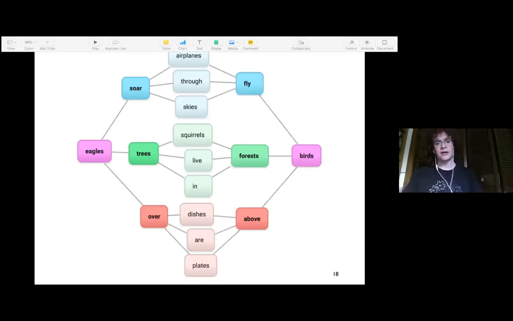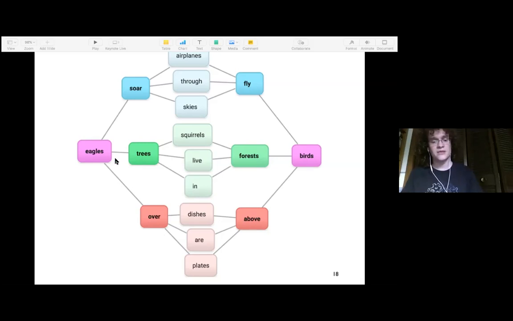So what you can see here is that because of the sentence, airplanes fly through skies, airplanes and fly have a direct interconnection because they appear together in the same sentence, whereas soar and fly have an interconnection that is mediated by 2 steps. They don't appear in the same sentence, but they appear in similar sentences with the same words. So airplanes fly through skies and airplanes soar through skies. Similarly, trees and forests have this second order association, that they're 2 steps away from each other, given this set of sentences. Similarly, over and above.